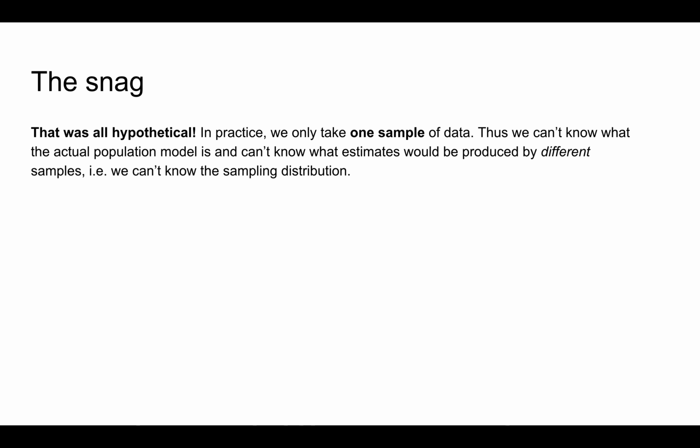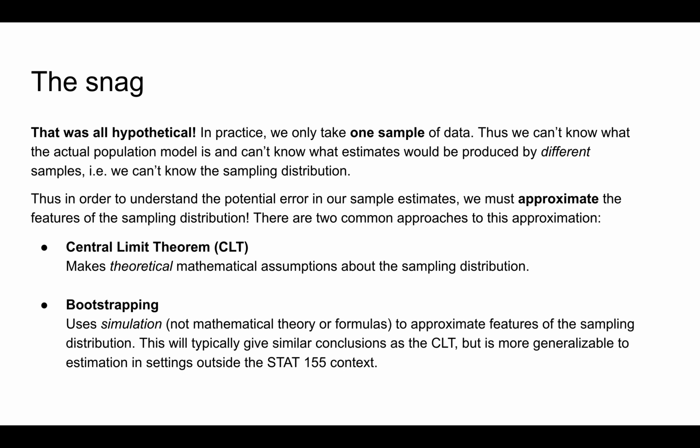Thus, in order to understand the sampling distribution, hence the potential error in our sample estimates, we must approximate the features of a sampling distribution. There are two common approaches to this approximation. First, the central limit theorem, or CLT, makes theoretical mathematical assumptions about the sampling distributions, assumptions that don't always hold in practice. Second, bootstrapping uses simulation, not mathematical theory or formulas, to approximate features of the sampling distribution. This approach will typically give similar conclusions as the CLT, but it's more generalizable to estimation in settings outside the STAT 155 context.